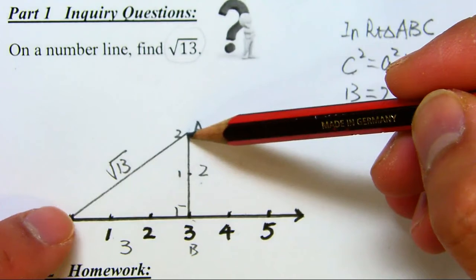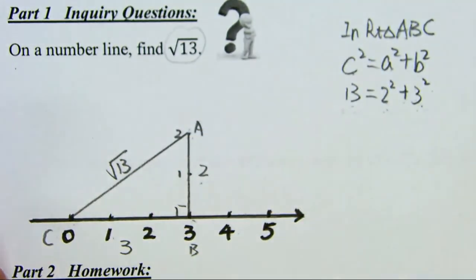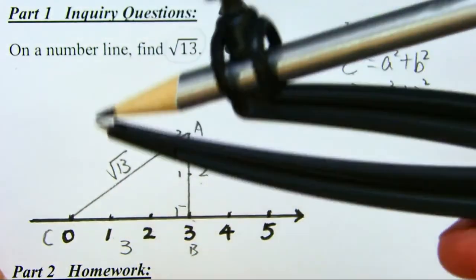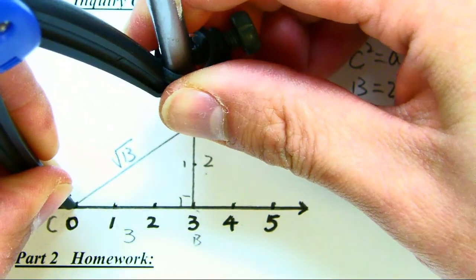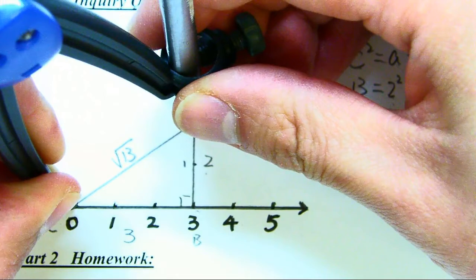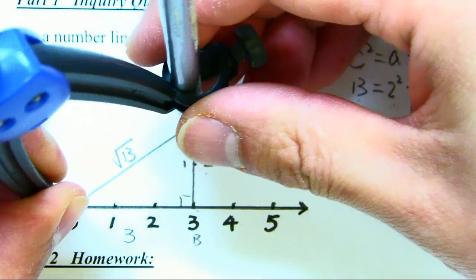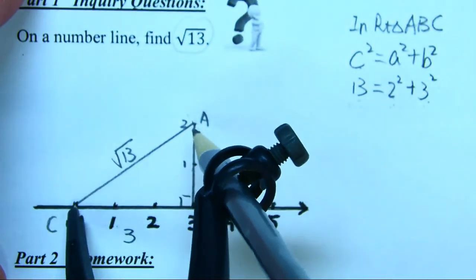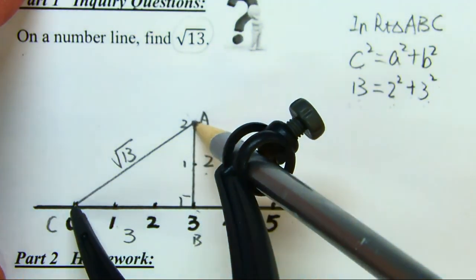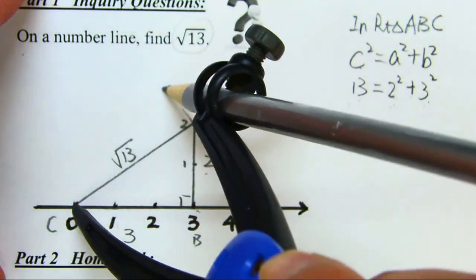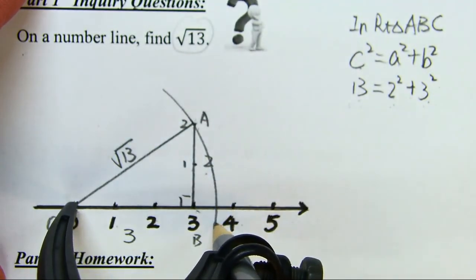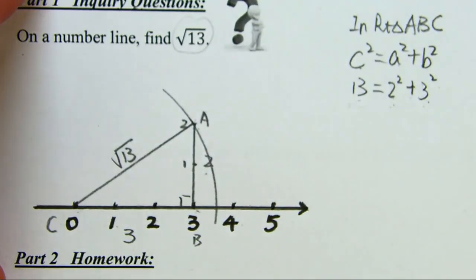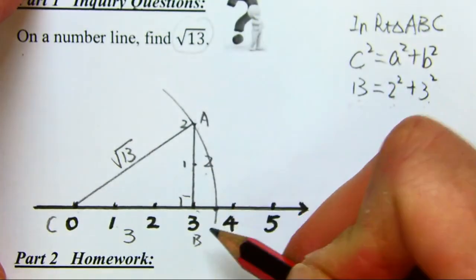Now how can I transfer this length onto the number line? We want to use the compasses. So we measure from O to A, and then we draw the arc. We measure O to A because this length is square root 13. This arc will intersect the number line here. So this point is square root 13.